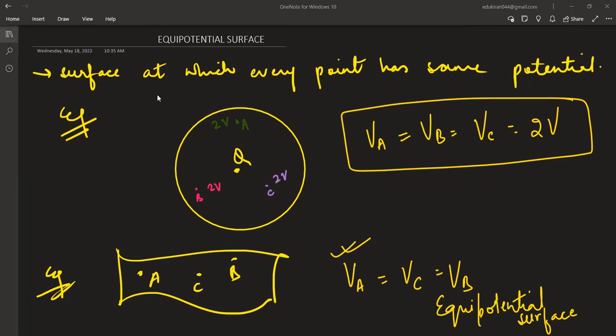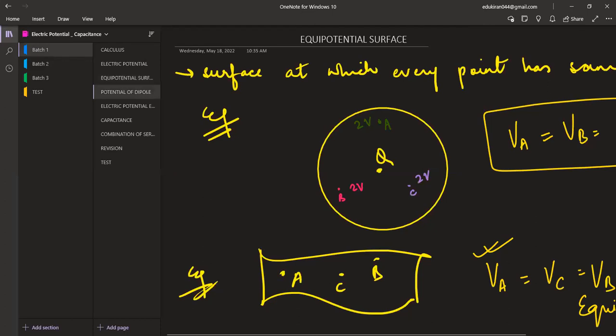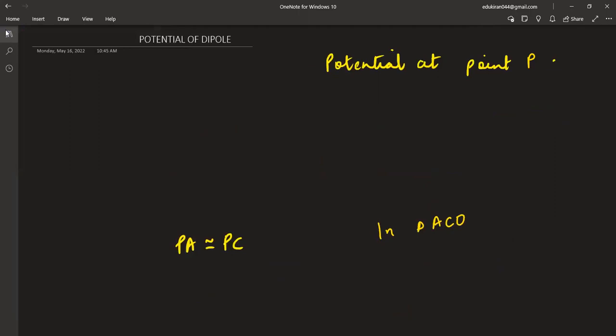Let us start with the next topic, potential of a dipole. Dipole we discussed in the first lesson. What is meant by dipole? Two opposite, yes. See, dipole means opposite charges, not exactly opposite, same magnitude of charges having opposite signs.